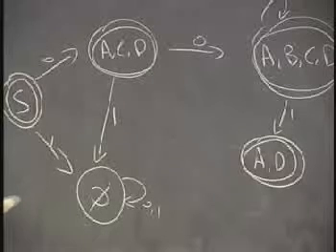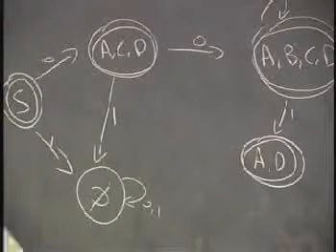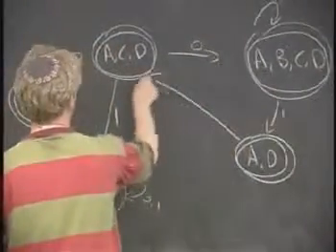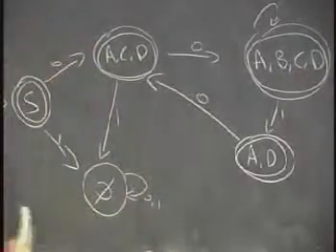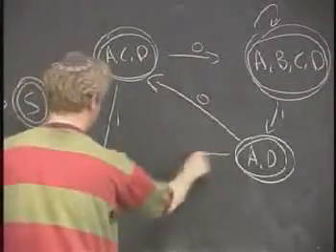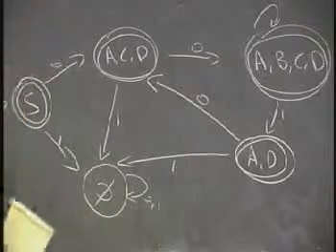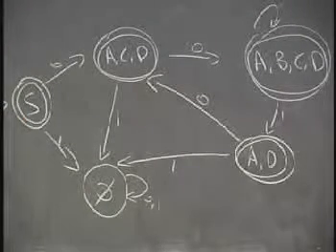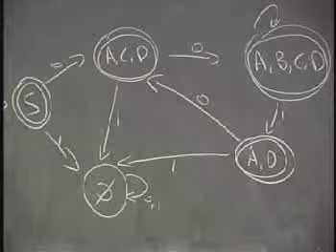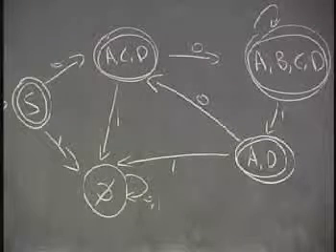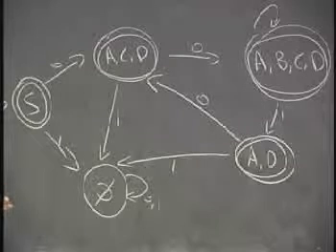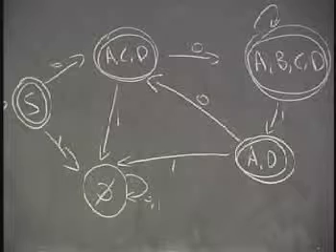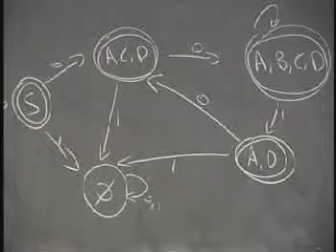All right, AD on a 0 goes where? Check it out and tell me. ACD is right. And AD on a 1 goes to the dead state. I think that's it. This is a deterministic machine that accepts all binary strings that in front of every one appears at least 2 consecutive zeros.